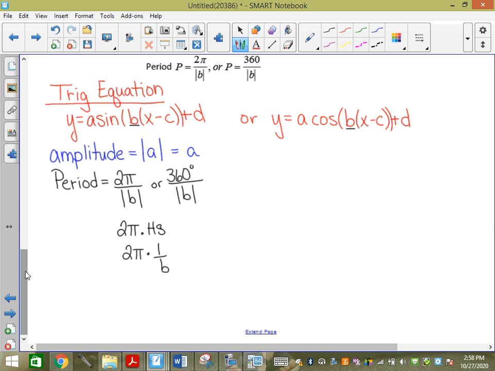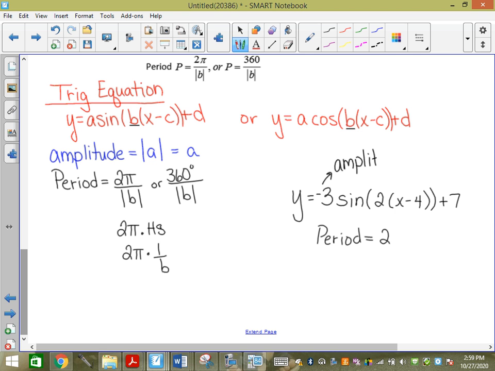What's the worst thing that happens though? People will tell me that b equals the period. So I'll give them this: y equals 3 sine of 2x minus 4, plus 7. Let's say it's like that. People will tell me the period is 2. The amplitude is 3. That one's easy. Amplitude is the absolute value of a. So say it's negative, amplitude equals 3.